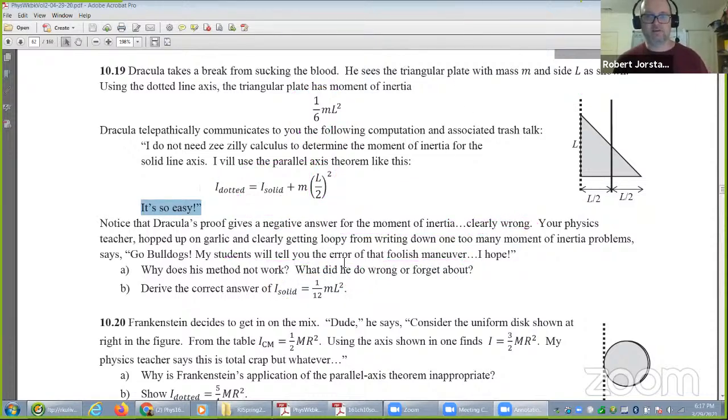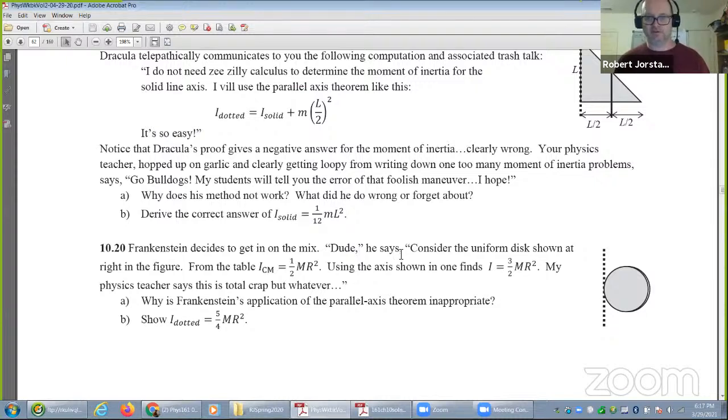All right, so let's go on to the next one. Dude, I've got this uniform disk. I know I read the table. Uniform disk is 1/2 mr squared. And then I did the parallel axis theorem and I got 3/2, deuterino. My physics teacher says I'm full of it, but whatever, man. Why is Frankenstein wrong?